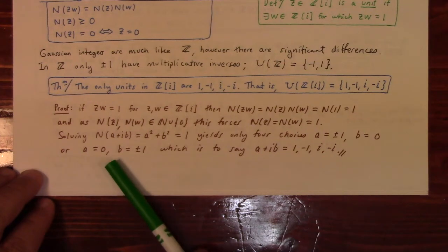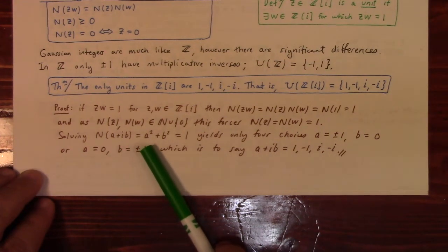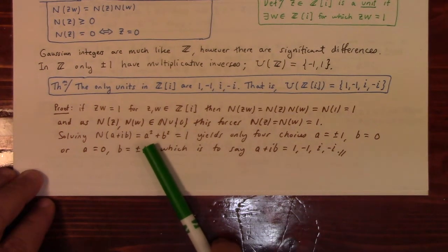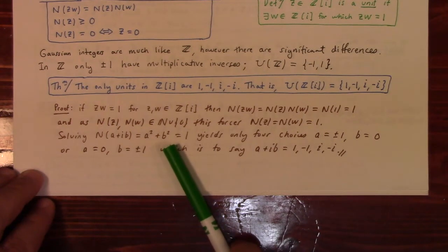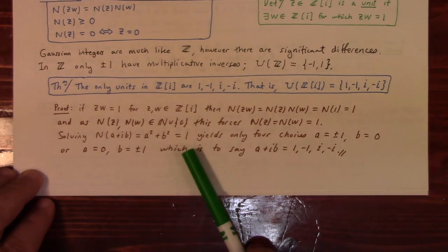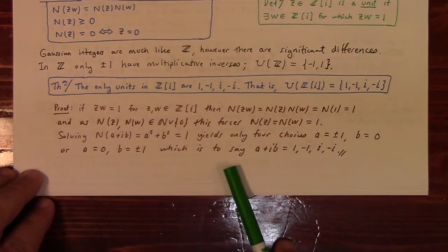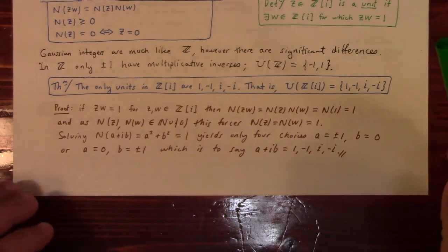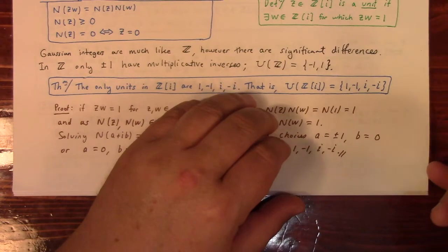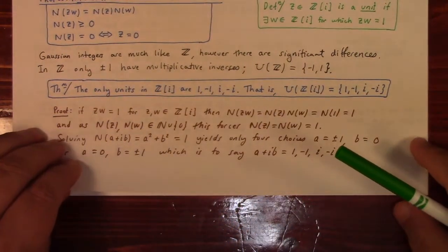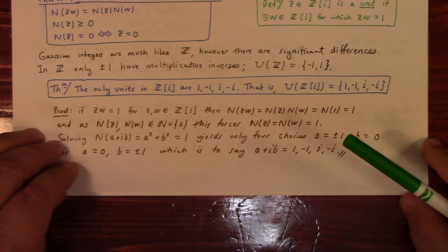So we get the norm of a plus ib, which is a squared plus b squared, equal to 1. And if you just sort through it, the only way you can get any solution to this is either a equals plus or minus 1 and b equals 0, or a equals 0 and b equals plus or minus 1. And those 4 choices respectively correspond to 1, minus 1, i, and minus i. And there you have it. There's your units. We'll see that the fact that there's 4 units means that we often have 4 choices as we go on.